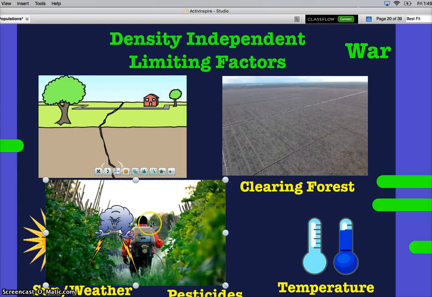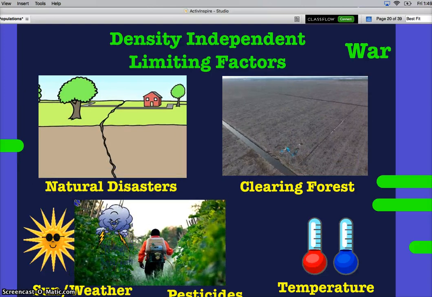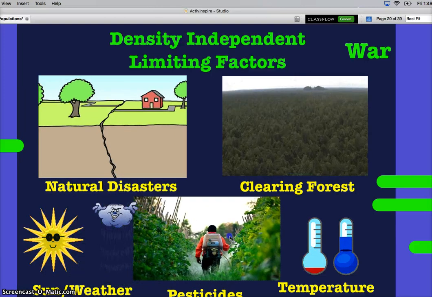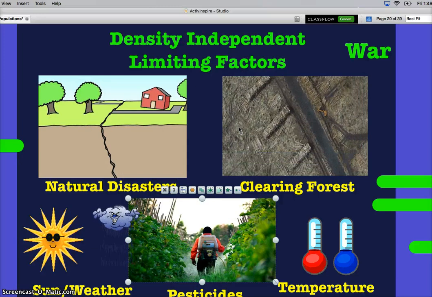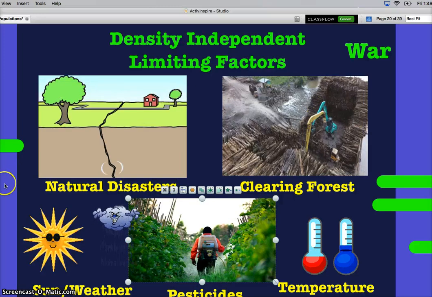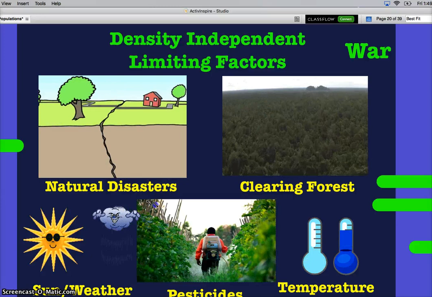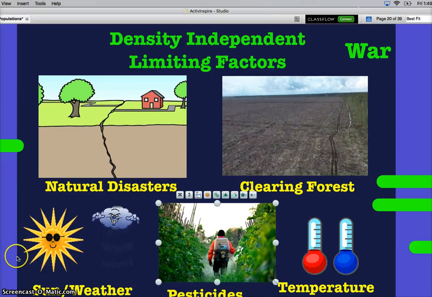Spreading of chemicals that can cause pollution. Yes? Again, these are just some examples. It doesn't mean I'm listing them all. Just to give you an idea of what you're dependent on versus what can change a population.